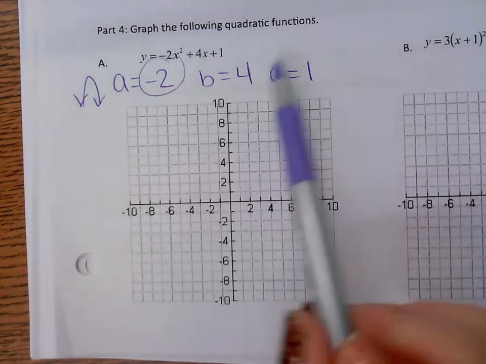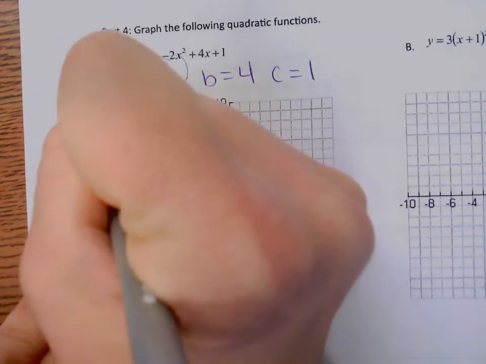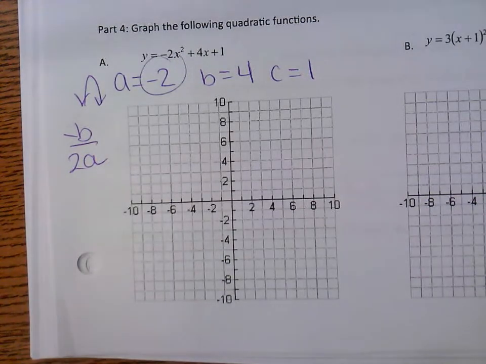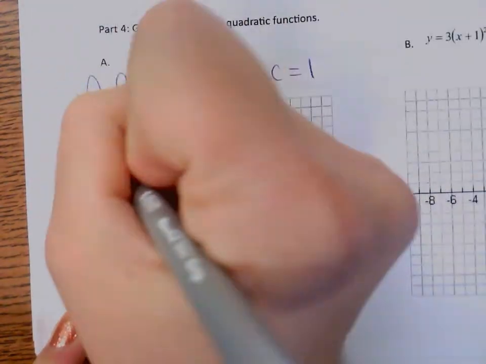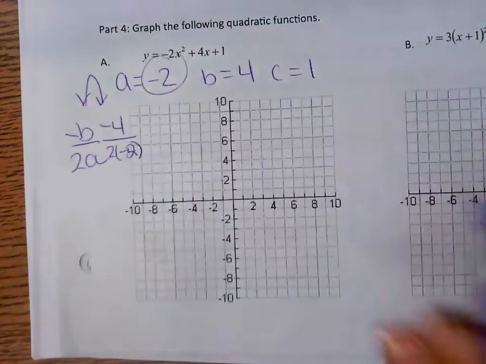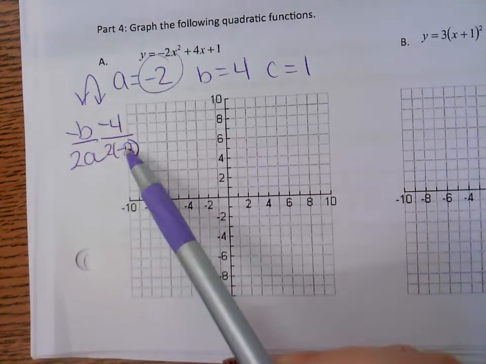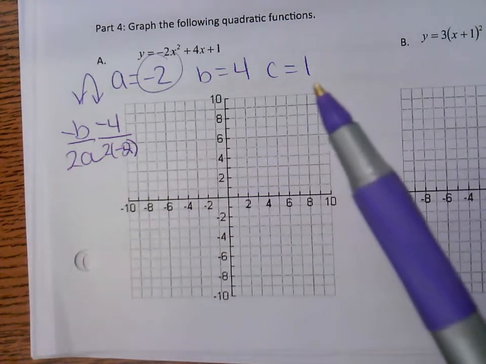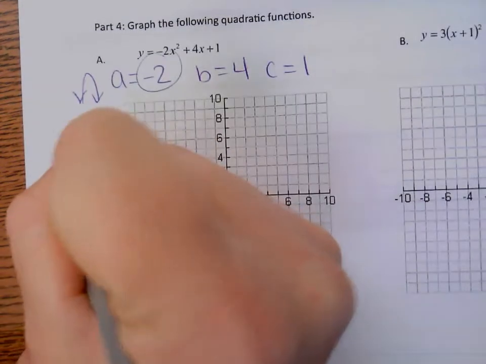Then I'm going to go to B. And how do I find the vertex? So the formula that you need is -b over 2a, which finds the x value or the axis of symmetry. So -4 divided by 2 times -2. What is -4 divided by 2 times -2? Yeah, so -4 divided by -4. Okay, so I'm at 1 comma something.